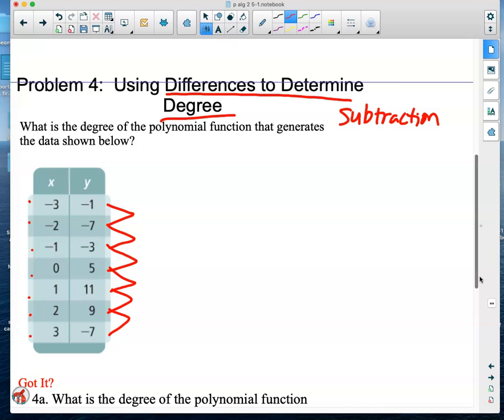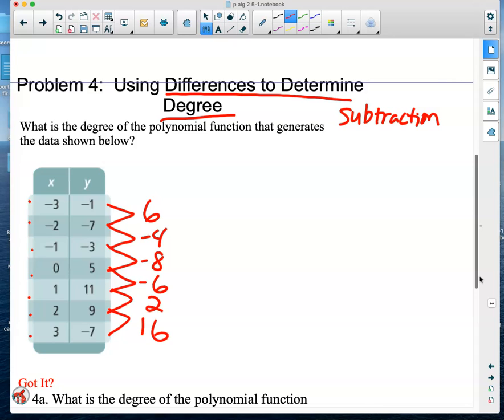So here's what we're going to do. -1 minus a -7. Well, -1 minus a -7 would be -1 plus 7, which is 6. -7 minus a -3. That'll be -7 plus 3, which is -4. -3 minus 5 is -8. 5 minus 11 is -6. 11 minus 9 is 2. 9 minus a -7 is 16.